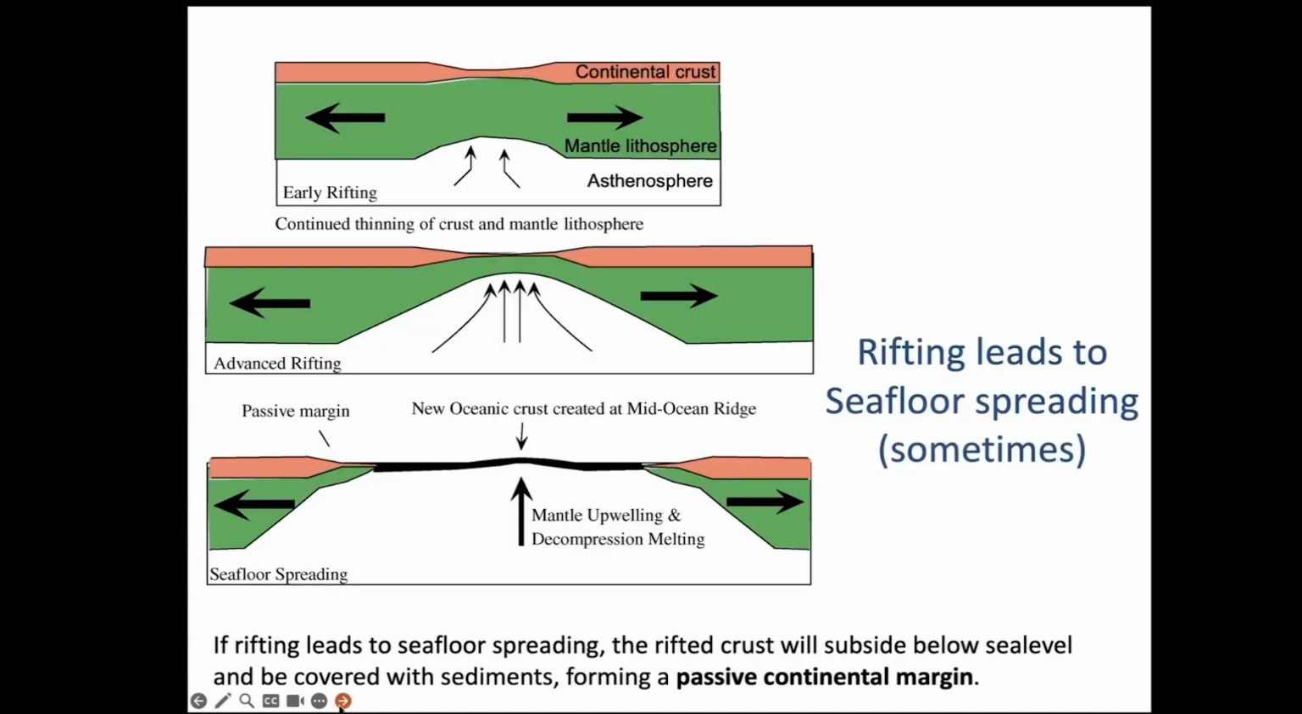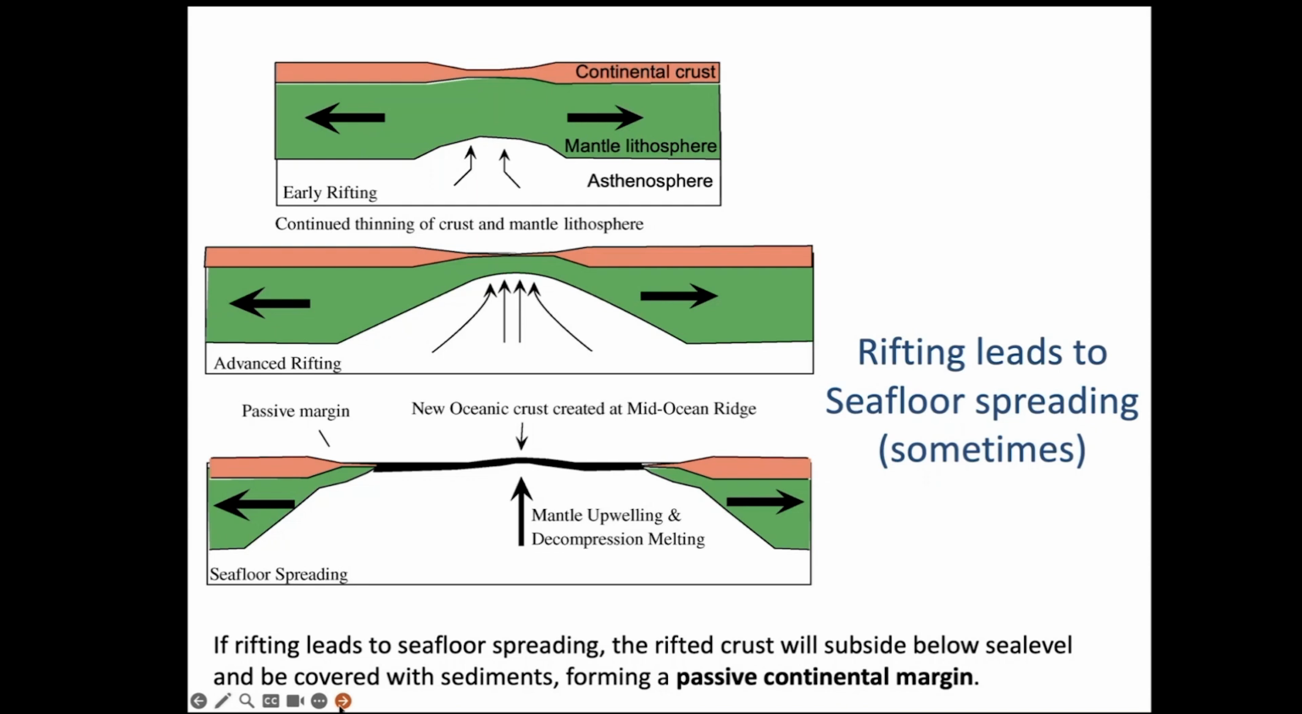So here's basically what's happening in a nutshell. At the top, we've got early rifting. Something is stretching the lithosphere. The lithosphere responds by thinning, and that allows the asthenosphere to rise. And as the asthenosphere rises, it melts. And as it melts, it forms magma, which erupts at what becomes a new mid-ocean ridge, and we create a new oceanic crust and therefore a new ocean.